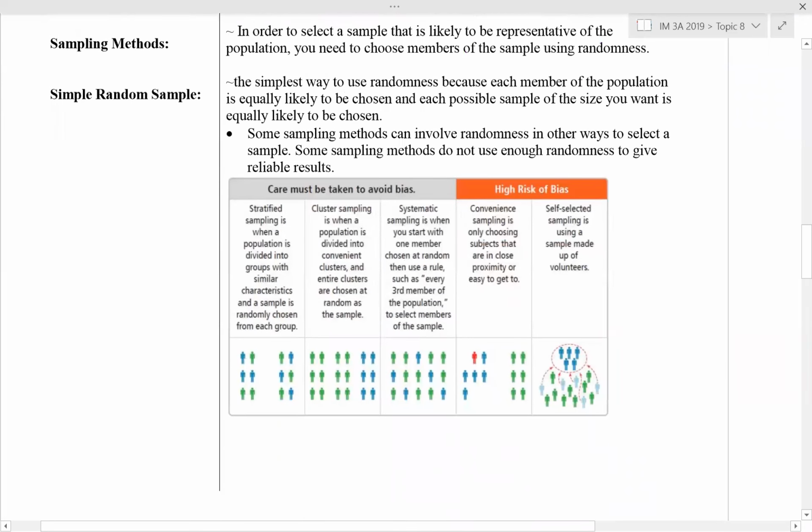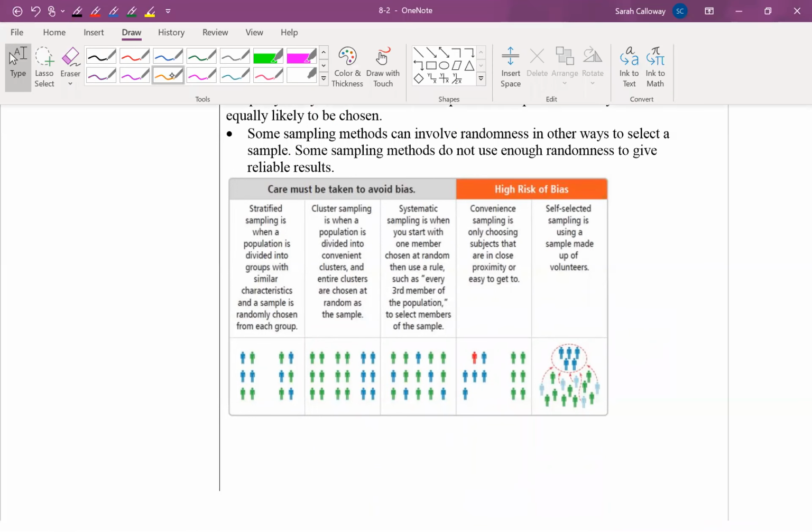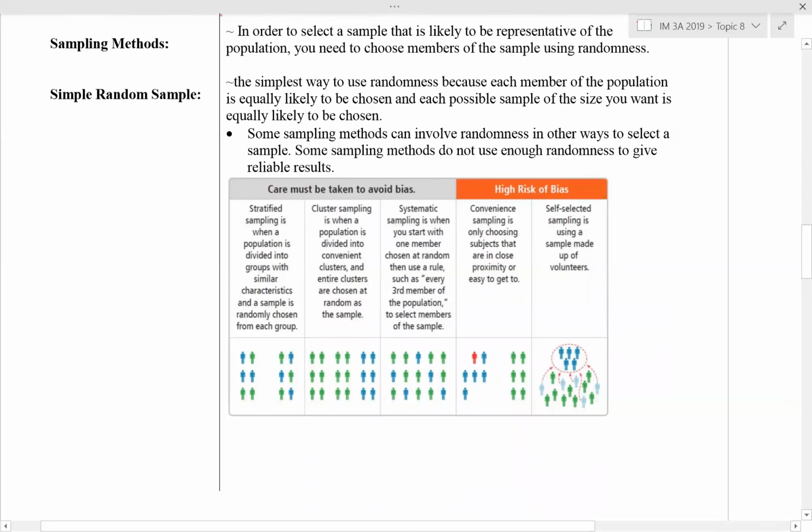Okay, so next we're going to move on to sampling methods. So how I'm choosing my sample. So in order to select a sample that is likely to be representative of the population, you need to choose members of the sample using randomness. So choosing randomly is the key in reducing bias based on just your sample selection.